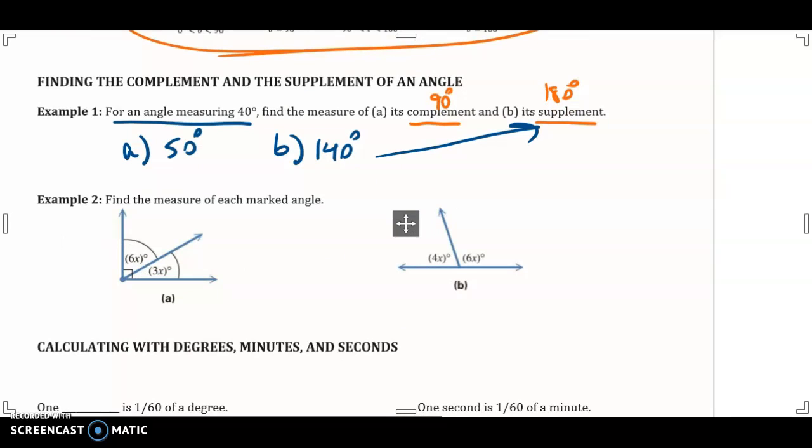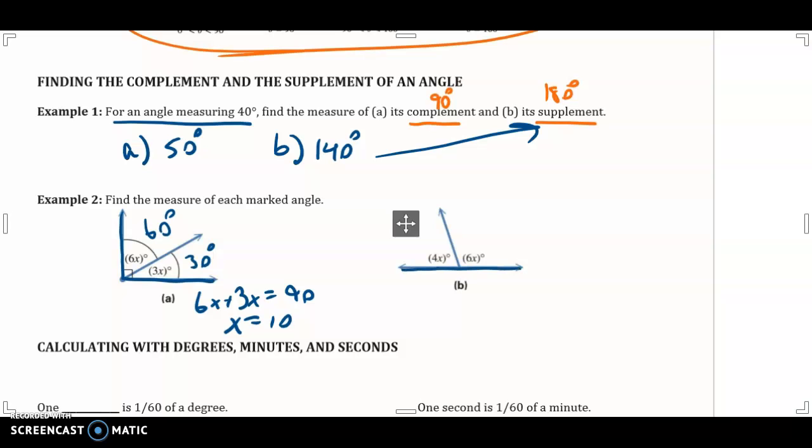Example 2 covers the same type of objective, it just looks different. Notice how this creates a right angle, so these two angles are complementary. So 6x plus 3x equals 90, so x equals 10. If you want to write in the degree measure, 10 times 6 is 60, and then this is 30. Notice how 60 and 30 are complementary angles. They add up to 90.